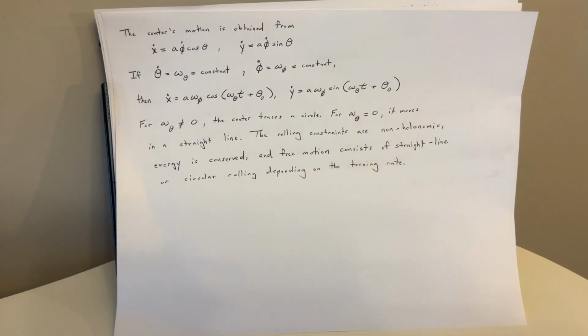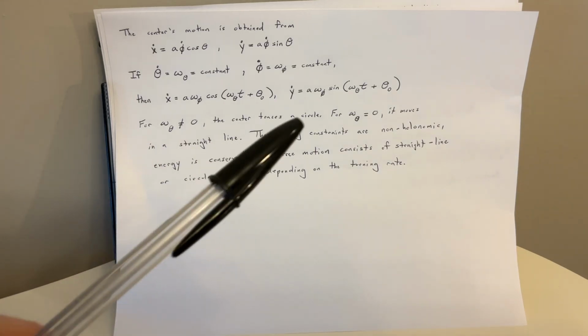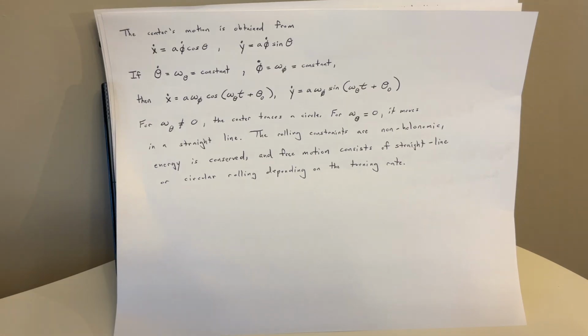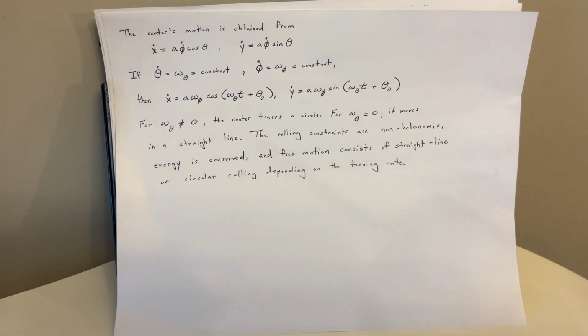So for omega sub theta not equal to 0, the center traces a circle. For omega sub theta equals 0, it moves in a straight line. The rolling constraints are non-holonomic. Energy is conserved, and free motion consists of straight line or circular rolling depending on the turning rate. So that's all for problem number 3. My apologies if I mispronounced anything or miscommunicated anything. Thank you very much and have a great day.